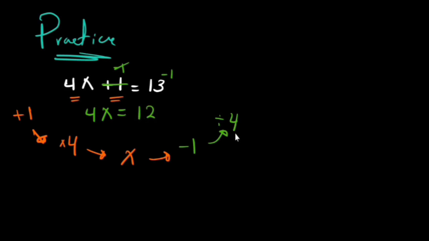And the second step, divided by 4. So we will divide by 4 on the right and on the left. 4 with the 4, the left is x, equals 12 divided by 4 equals 3.